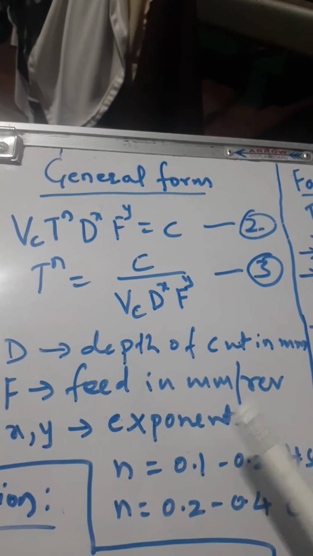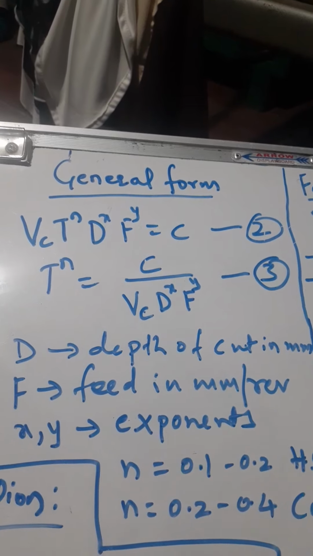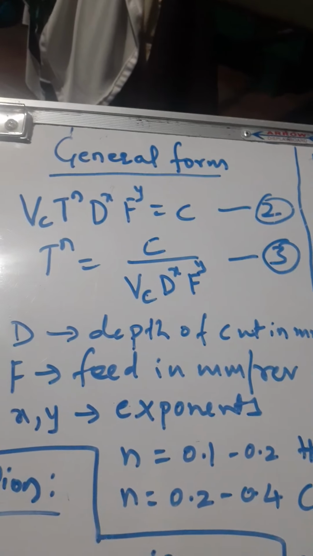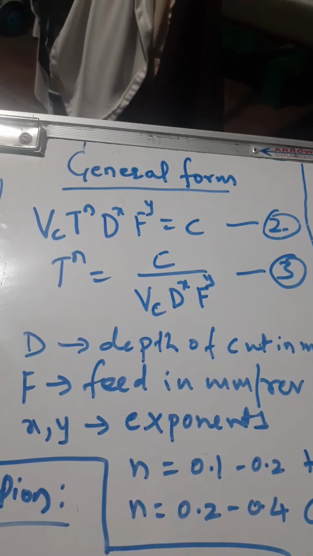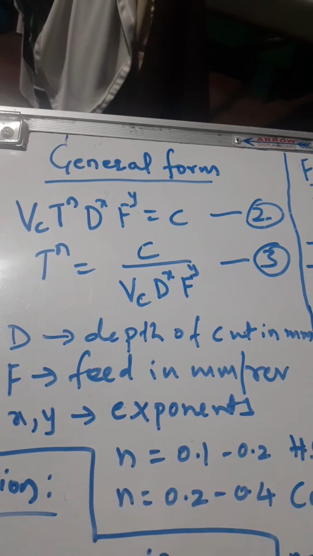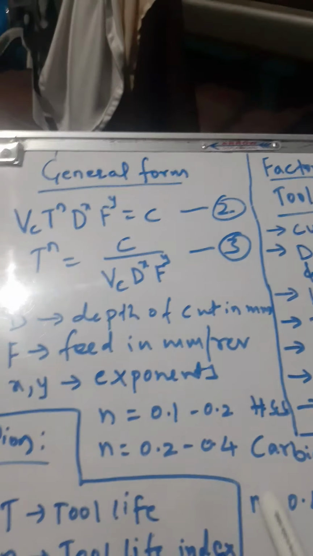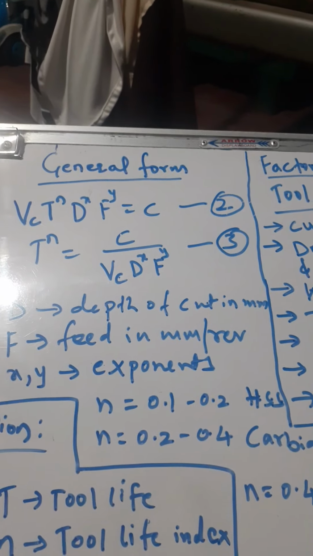These exponents you can determine by conducting experiments on different materials using different tools, and you can get them from a machining book. From that machining book you can collect the data for x and y for a particular operation.